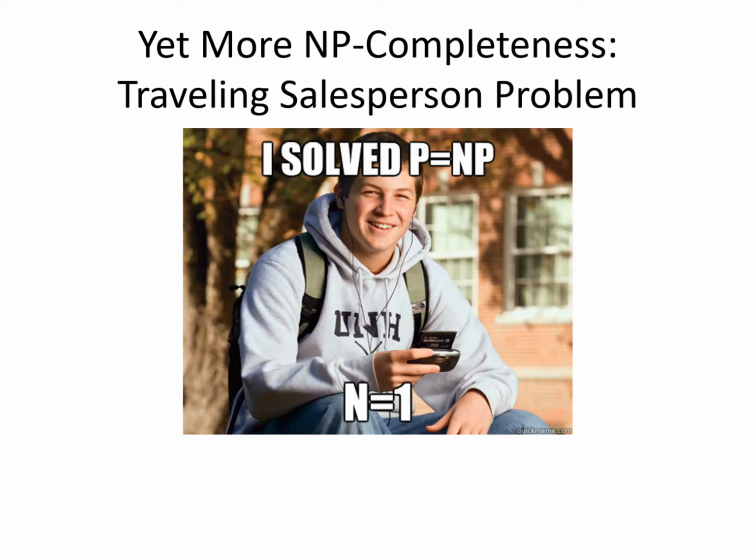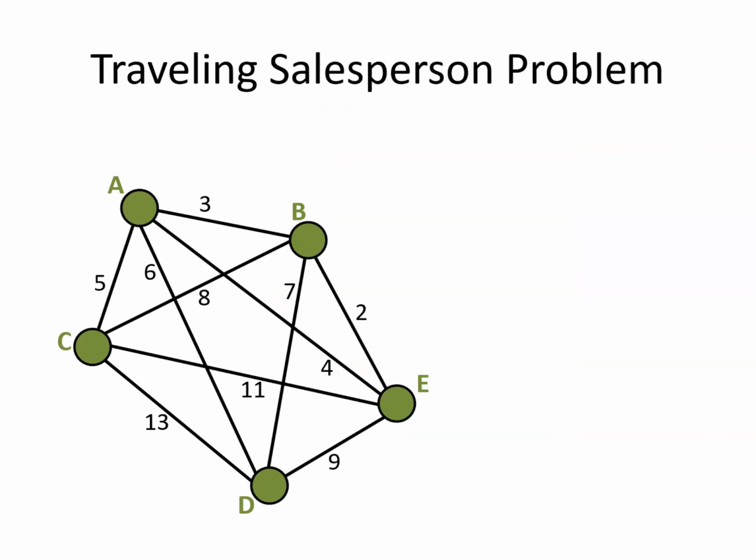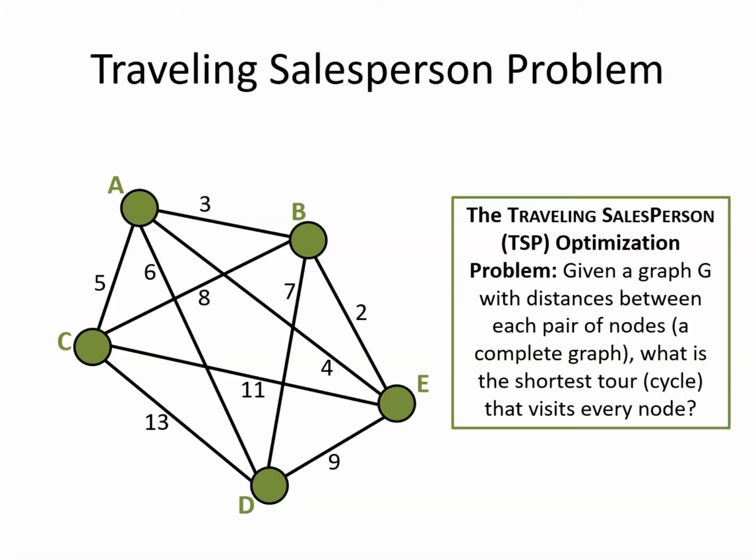Welcome back! Today we're going to talk about more NP completeness, specifically the traveling salesperson problem. What is the traveling salesperson problem? Typically, this problem is thought of as an optimization problem. Given some graph G, with distances between each pair of nodes, that means that it's a complete graph, what is the shortest tour or cycle that visits every single node?